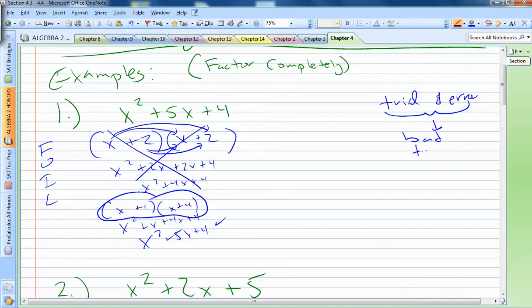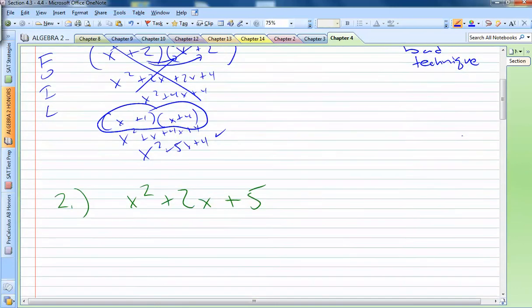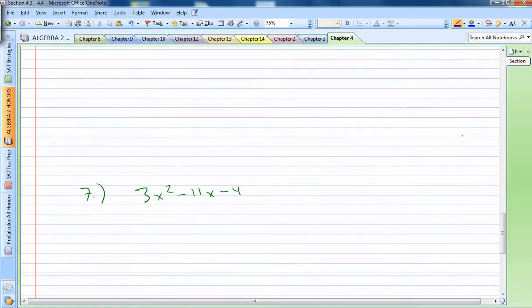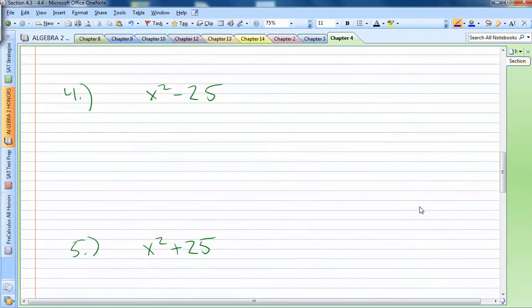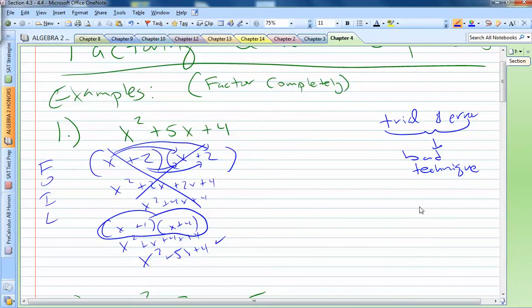I think trial and error, to be honest with you, is a bad technique. The reason I say that is, when we go to example 8, that's going to be a little hard to figure out. If I were trying to do trial and error with that, how do I break apart 12x squared? Do I do 6x and 2x? And how do I break apart 6? Do I do plus 6 and minus 1? It becomes too complicated to use trial and error, and there are so many possibilities. It's not a foolproof method, and not very efficient. So I think trial and error is really bad, and I'm going to erase all this stuff here.